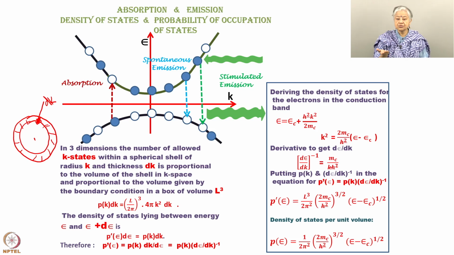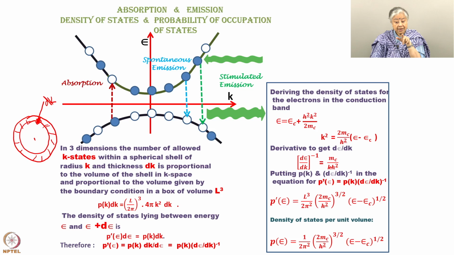Now, you just put in the values of P k and dE by dk in the equation for P dash E. So, you found dE by dk inverse, this is that, and you already know what P k is. That means you are taking P k from here and putting it in this formula, and dE by dk from here, you are putting it in this equation. So, once you put it in, you will come to this conclusion. So, you have a value for P dash E, which is the density of states lying between the energies E and E plus dE.